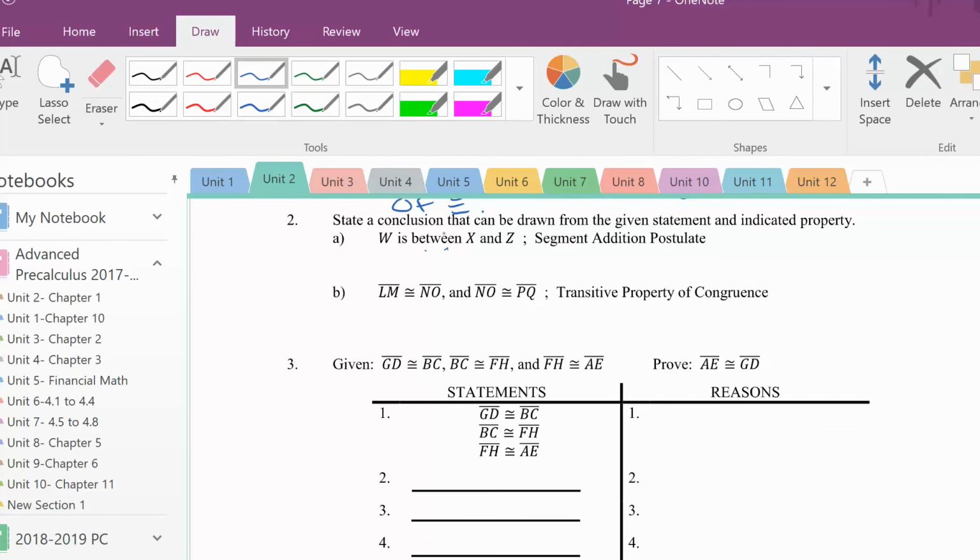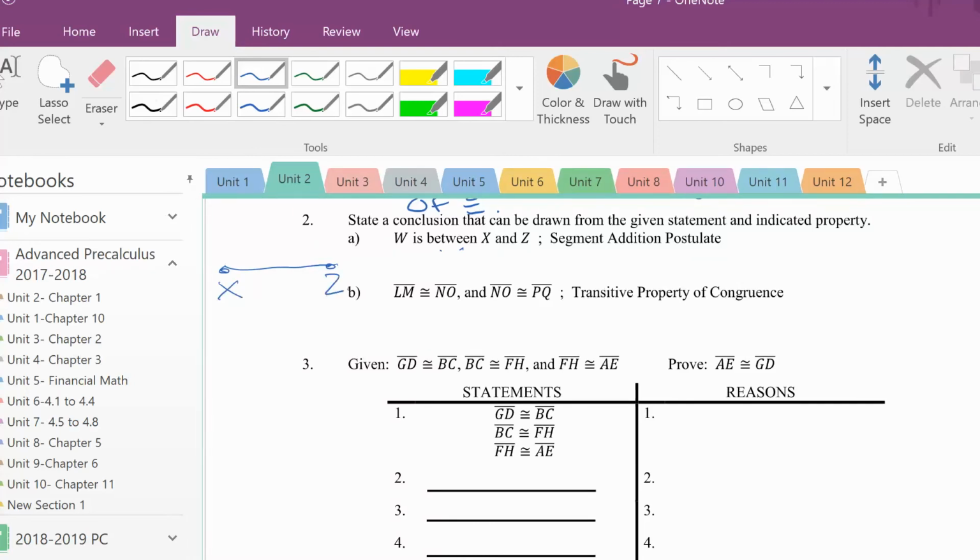So then notice the next thing, it says to state a conclusion that can be drawn from the given statement and property. So if W is between X and Z, and we're talking about the segment addition postulate, if you draw it out, here's X, Z. W is between them, so that means XW plus WZ is equal to XZ. Transitive property, if LM is congruent to NO and NO is congruent to PQ, so they're both congruent to NO, so that means segment LM is congruent to segment PQ by the transitive property of congruence.